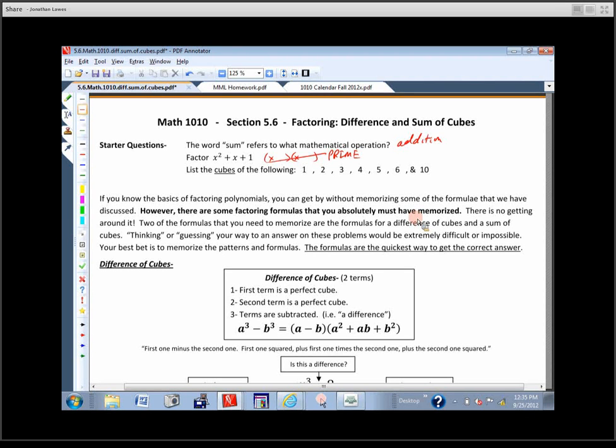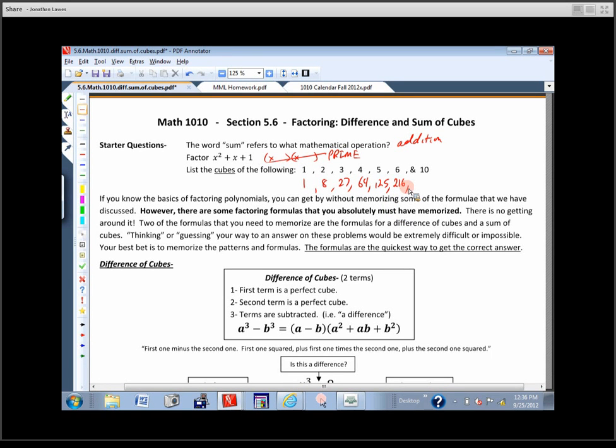Well, now we're talking about perfect cubes. So we need to cube each one of these numbers. So if I cube 1, I get 1. Cube 2, I get 8. Cube 3, I get 27. 64. 125. And then they get a little more difficult. So that'd be 36 times 6. Multiply that all out, you get 216.